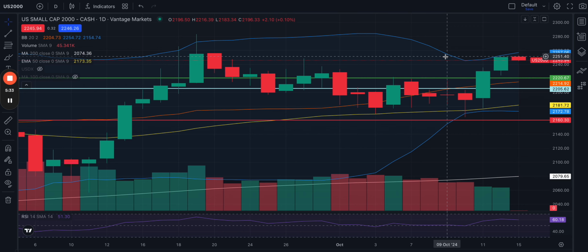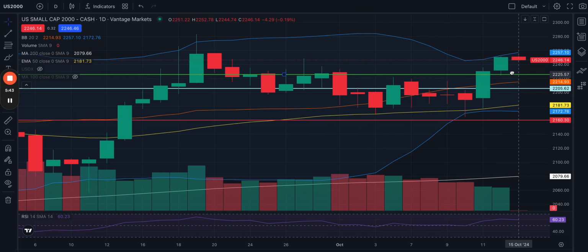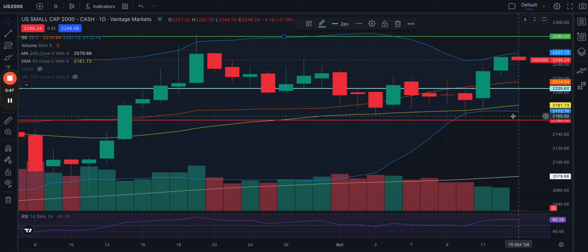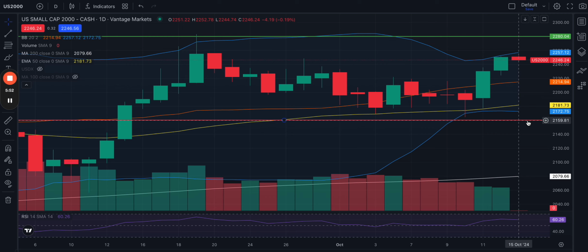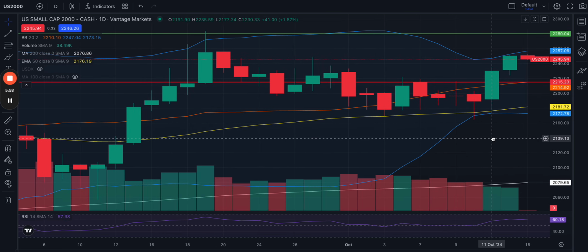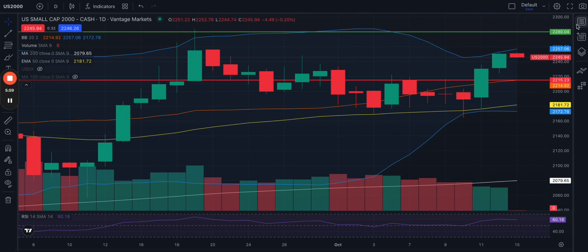Then we have the Russell. Since we are also in such a parabolic movement, 2,280, which is right about the high that was made back on September 19th, is going to be our level of resistance. Let's take out that middle point. Let's bring our support to the middle of the Bollinger Band, which is the 20-day moving average. And here we have momentum to the upside on all indices.